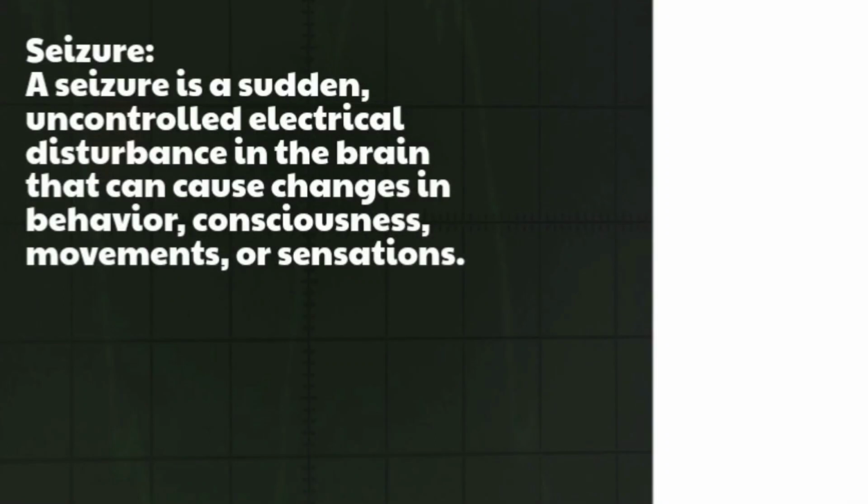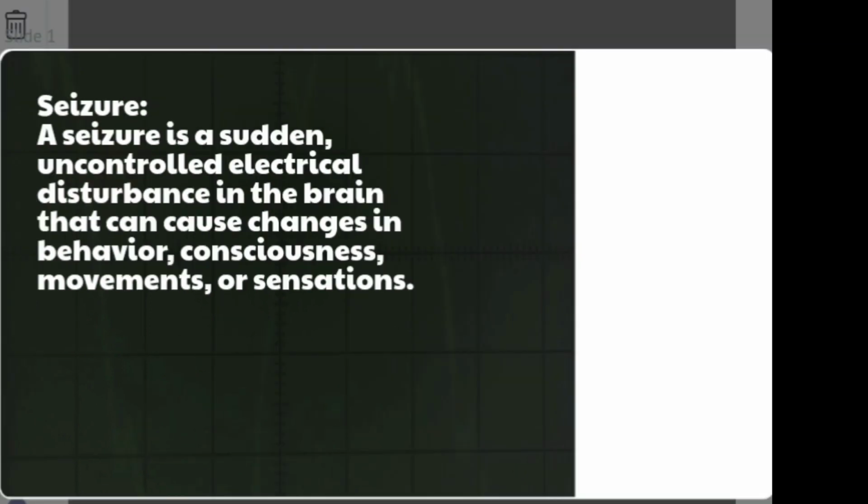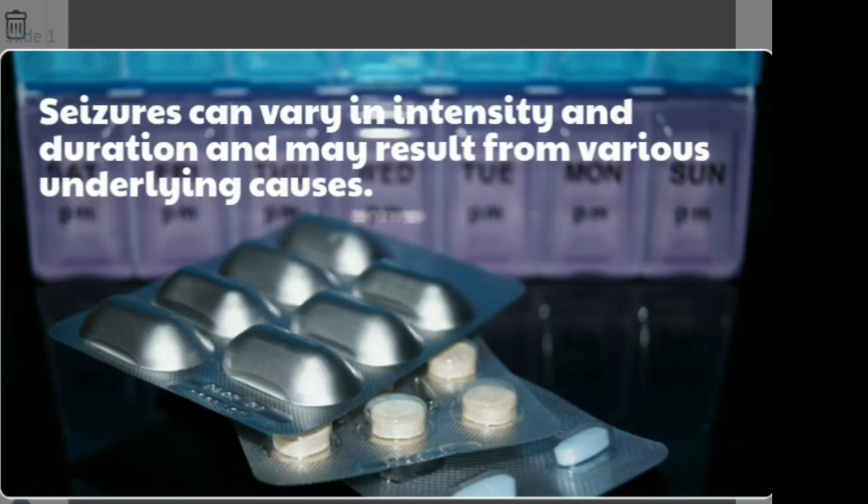Seizure. A seizure is a sudden, uncontrolled electrical disturbance in the brain that can cause changes in behavior, consciousness, movements, or sensation. Seizures can vary in intensity and duration and may result from various underlying causes.